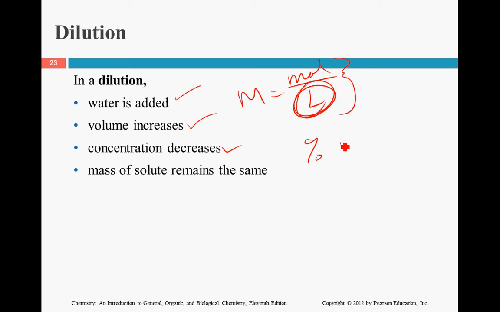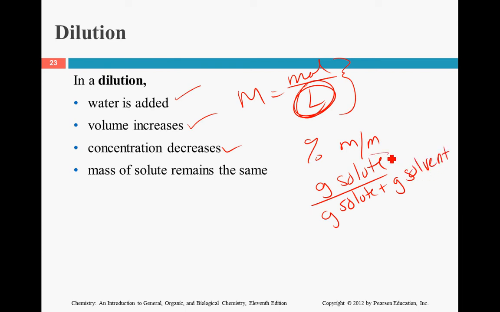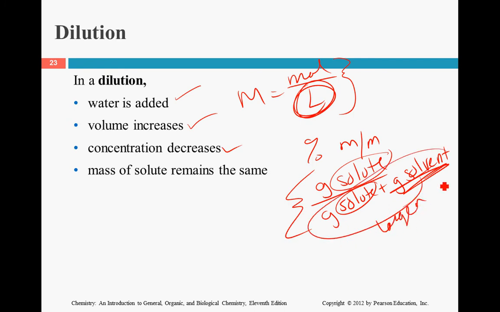So if we have a percent by mass, that means grams of the solute over the grams of solute added to the grams of solvent. We didn't touch the solute, we're adding water. We're adding the solvent. So in the process, when we divide that, this number on the bottom is still getting larger, which means the whole number will be smaller. Once again, the amount of solute you have there is always going to stay the same.